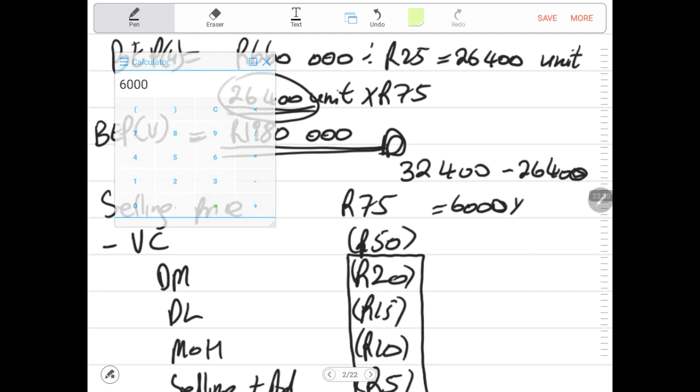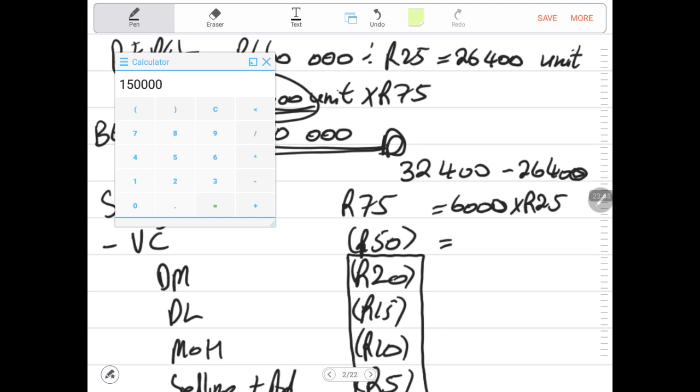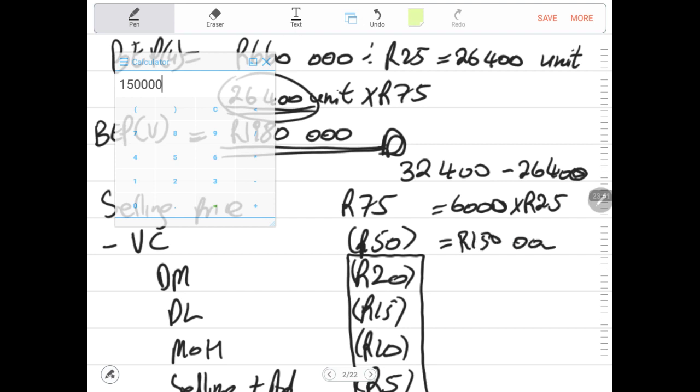Now we say, okay, how much is the contribution for this company, which is 25 rand. So now if you multiply this by 25 rand, we can say that the owner will really get the profit of 150,000 rands. Remember, the fixed cost, I want to highlight this, the fixed cost have already been taken into account at the break-even point units.